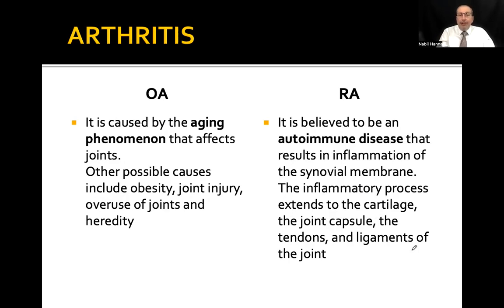So osteoarthritis is degenerative, an aging phenomenon, but some factors can accelerate this degeneration, like obesity, because obesity is some sort of trauma to the joint. That's why we notice that osteoarthritis is more common in the weight-bearing joints. Also, joint injury.